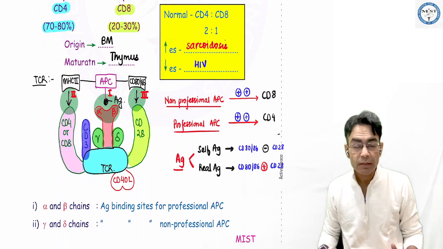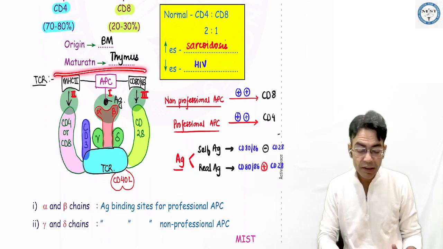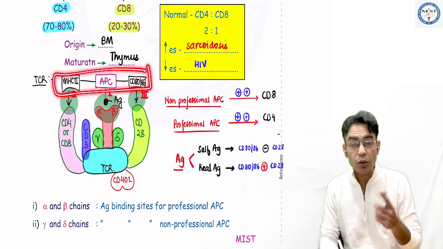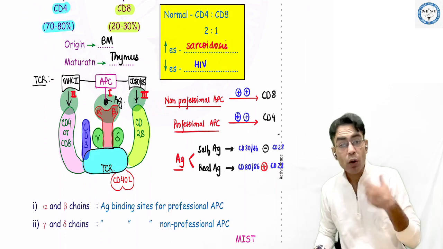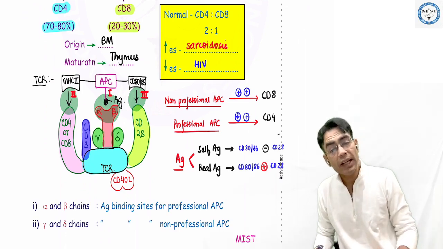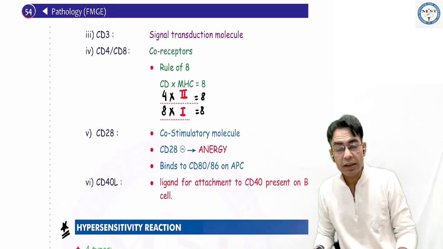Otherwise, not. So professional APCs, this is a professional APC because it contains MHC2. It will only activate CD4. And non-professional APC will only activate CD8. This is your T cells.